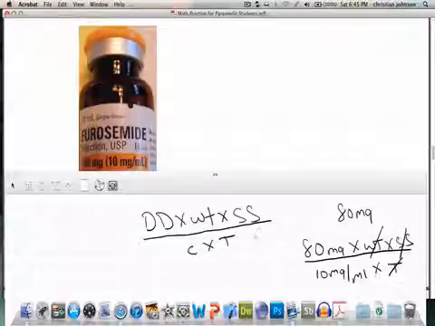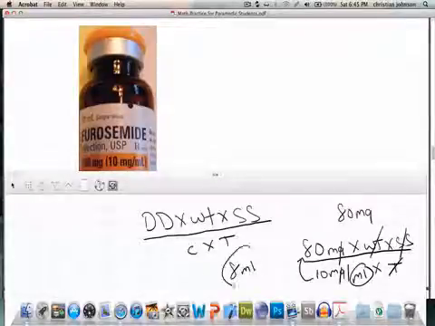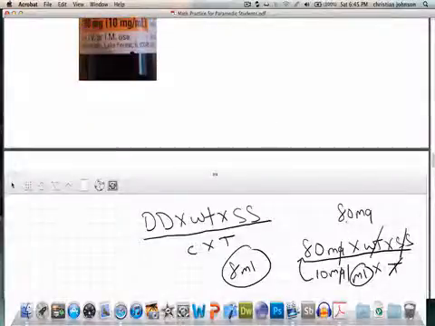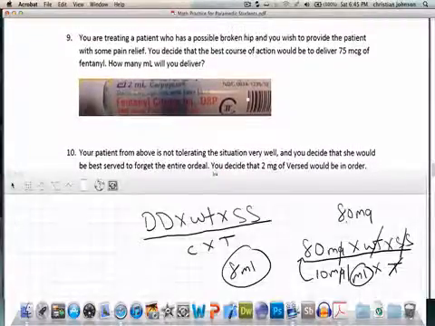Which leaves us with a basic math problem. 80 divided by 10, which would be what? 8. My milligrams cancel out, which leaves me with milliliters. 8 milliliters. That's how much I would give. So I need to give 8 milliliters to give 80 milligrams. Pretty simple stuff, huh? Well, let's see what this problem says here.